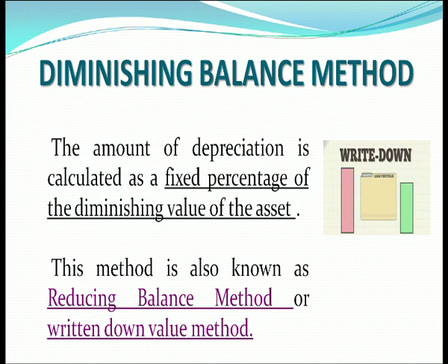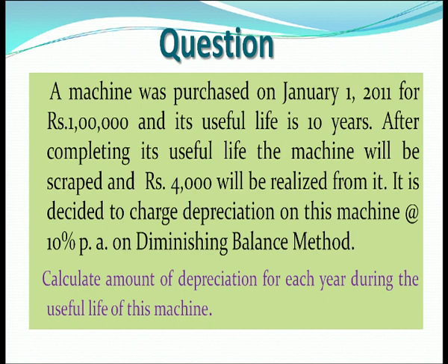So that is why, since the amount keeps on reducing, it keeps on coming down, this method is also known as the reducing balance method or the written down value method, because every time the depreciation amount is calculated on the written down value or the book value of the asset and not on the original value of the asset. Now let us take a small example. A machine was purchased on 1st January 2011 for 1 lakh with a useful life of 10 years.